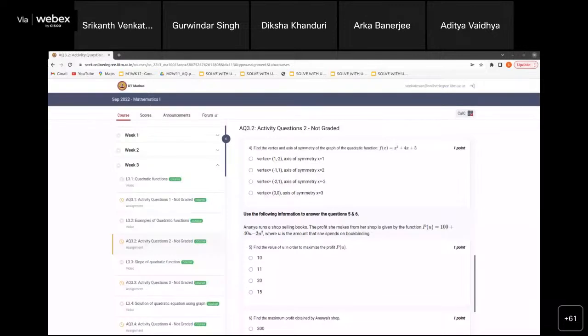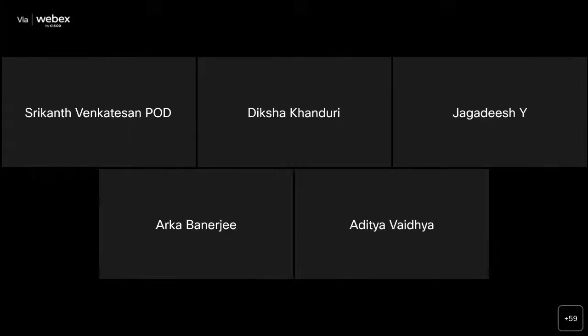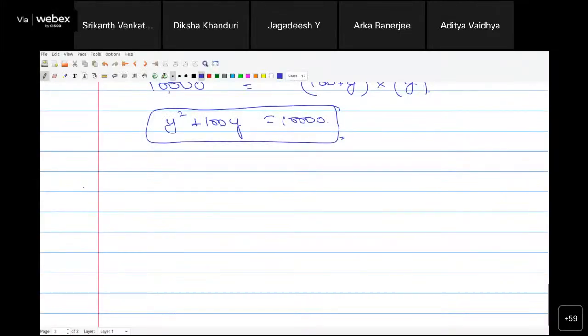Okay. How do we find the axis of symmetry? Minus b by 2a. Okay, I understand. Just a second. I just wanted to show you something. So see, does everyone know what the axis of symmetry is? Is it x equals minus b by 2a?